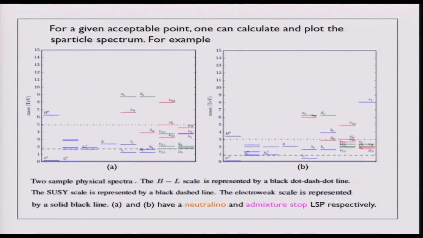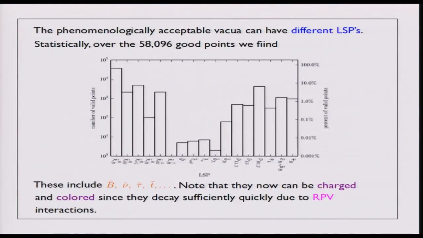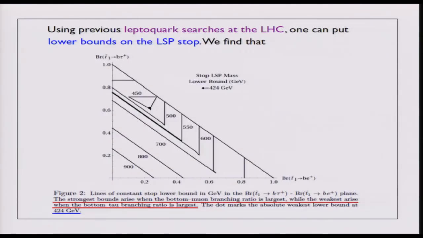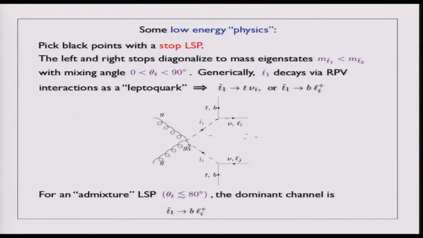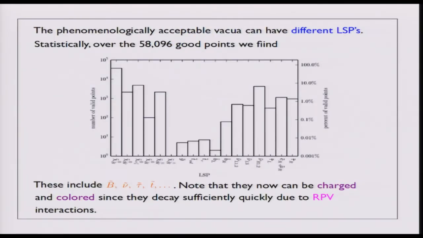But you can have neutralinos, but you can also get colored and charged LSPs, and that's what I want to discuss. So we can find out how many different LSPs we can have, and you see there's a whole range of neutralinos, binos, winos and so on, but you can also get charged stuff like stops and sbottom quarks. And again, they're allowed now because they're charged and colored, and they can decay sufficiently quickly due to the R parity violation.